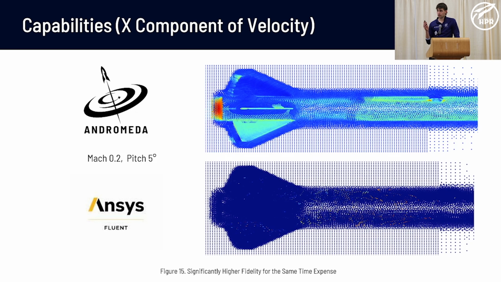If we take a closer look at the fins of the rocket, we can clearly see this is a pitch of 5 degrees and a Mach of 0.2. There's a clear asymmetry in the solution, which is what is expected. And behind the tail of the rocket and after the rail guide, there's a clear slowing down of the x component of velocity, which is to be expected. Comparing this to ANSYS Fluent's initialization in the solving process, which takes 2 minutes, we can see that Andromeda provides a superior guess.